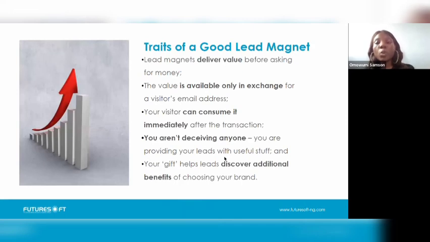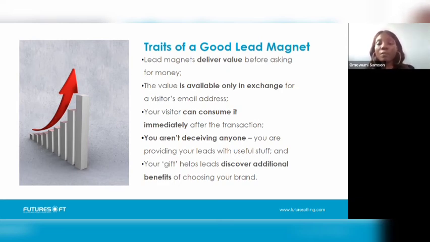The traits of a good lead magnet. A lead magnet actually delivers value before asking for money. If you have been following everything I've said, if you have a very good lead magnet, you know that you are giving it for free. The lead magnet is not something that requires them to pay to get or sign up. It's something they get for free. It is just an opportunity for you to get them in the door and sell yourself to them as a brand so that they can see the value that you have to offer.